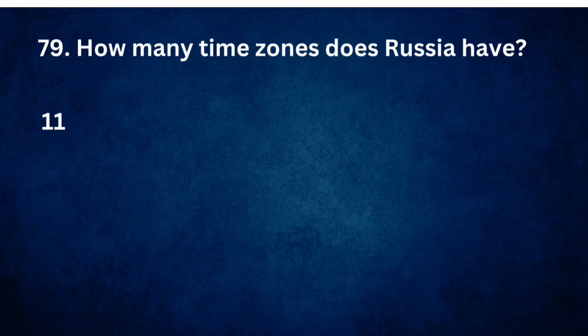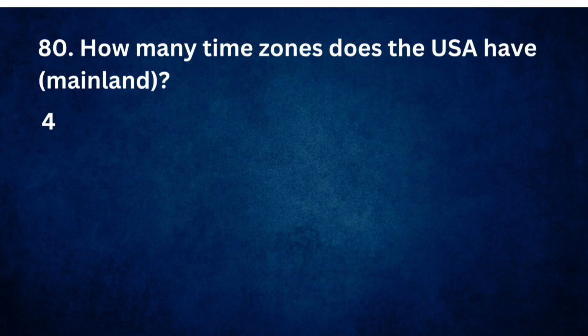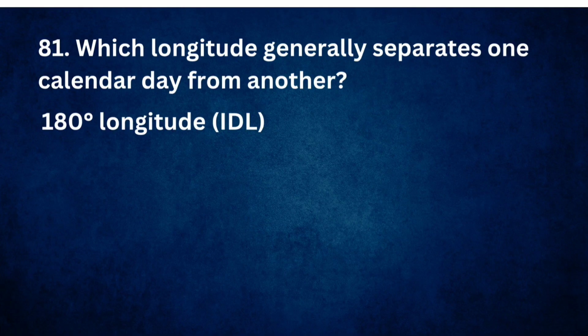How many time zones does Russia have? 11. How many time zones does the USA have mainland? 4. Which longitude generally separates one calendar day from another? 180 degrees longitude, ideal.